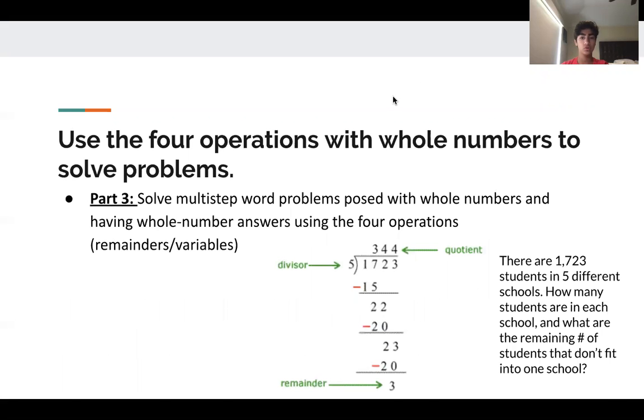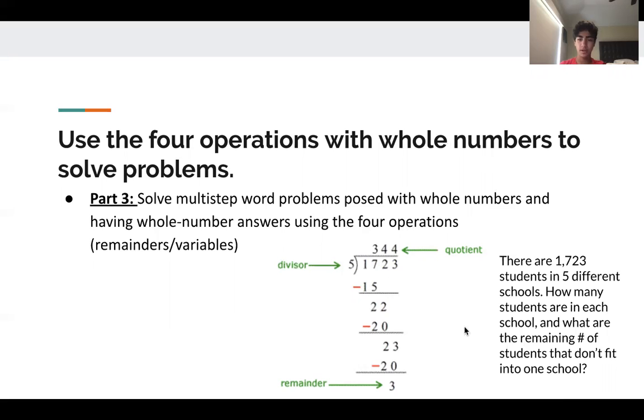Okay, now you can also use the four operations with whole numbers to solve problems when you're solving a multi-step word problem, okay? And it can be posed with whole numbers and have whole number answers, and it can even have remainders and variables, okay? It's a little more complex. A remainder, as you know, is simply a number that is left over, okay? And we'll look at that in this example here. And then variables, right? Variables are letters that represent what would be numbers. So if I say there are X amount of clothes in a certain basket, right? That X amount can represent a variety of numbers. It can represent 10. It can represent like 40, okay? Let's look at the example though here.